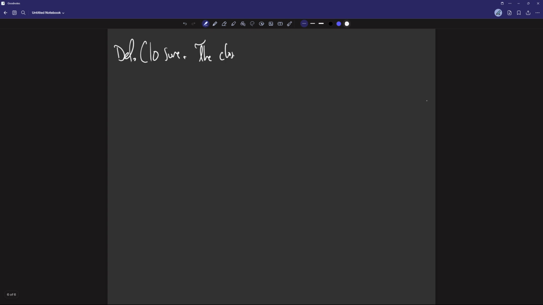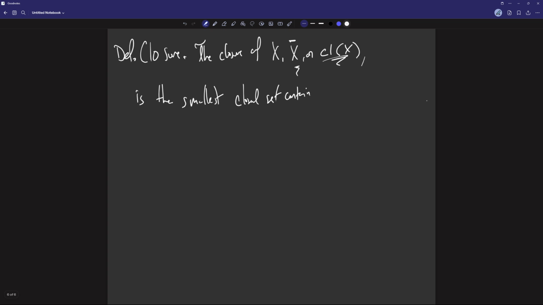So the closure of X, I'm going to denote this either as X bar or CL of X. This is probably what I'm going to use a lot more, but you probably see the bar a lot more in the real world. It is the smallest closed set containing X. And I prefer this definition compared to Munkres'. I don't remember what Munkres' definition was.